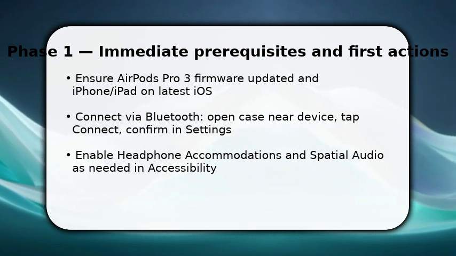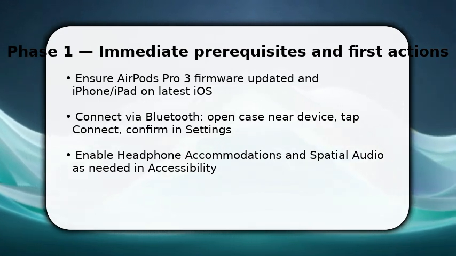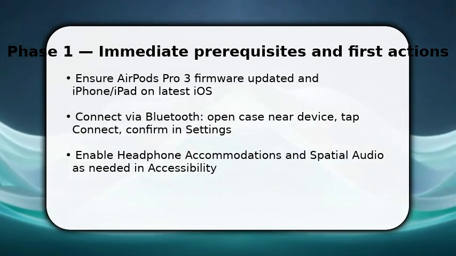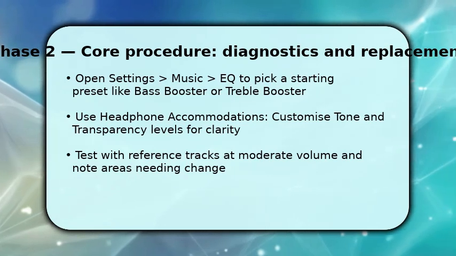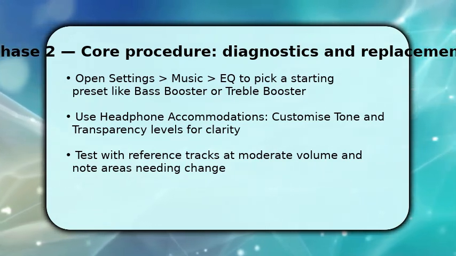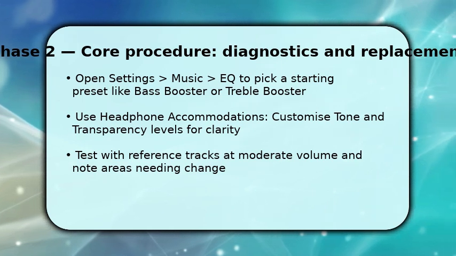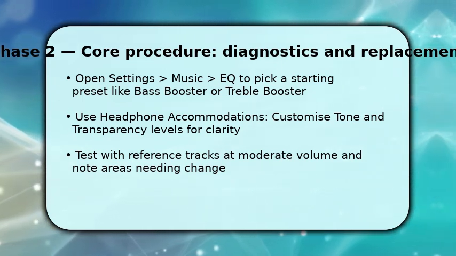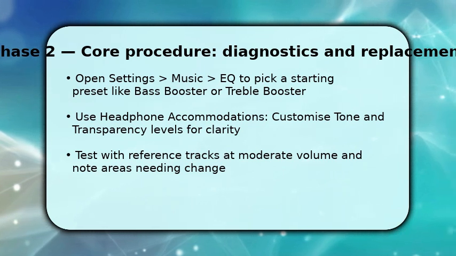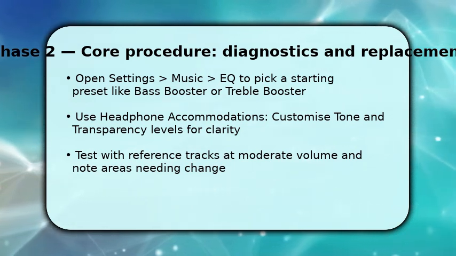Once done with pairing and accessibility, go to Settings, Music EQ, and choose a starting preset such as Bass Booster or Treble Booster. This gives you a predictable bass line. Then return to Accessibility, Headphone Accommodations, and customize the tone. Boost highs for clarity or mids for vocal presence.